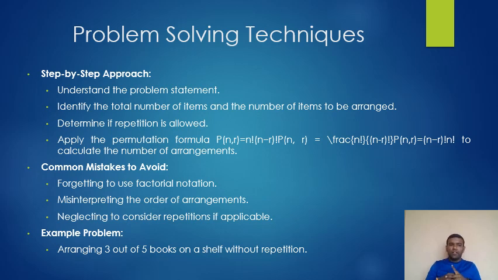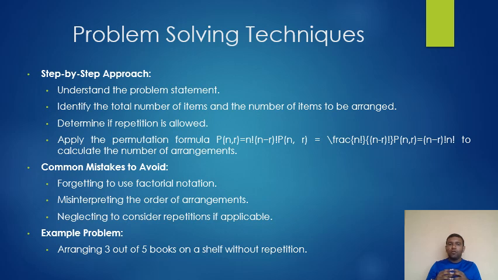First thing, forgetting to use the factorial notation. When you're using the factorial notation, after a number, you're going to put an exclamation. If you're multiplying also, after a number, you're going to put another exclamation. If you forget to use that exclamation mark, it is read as a number, not as a factorial.